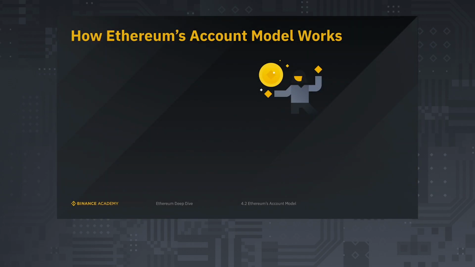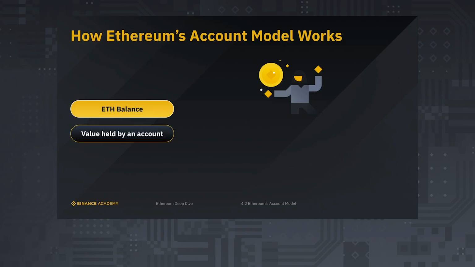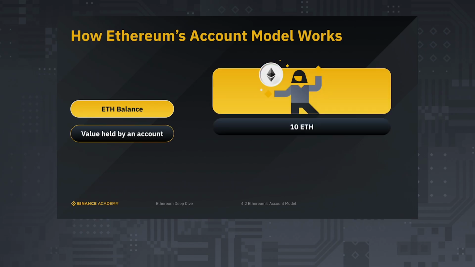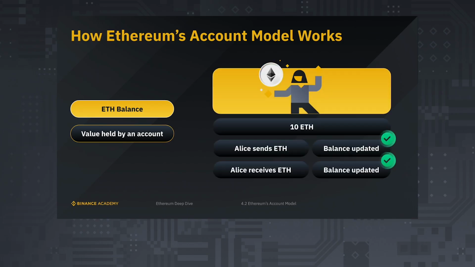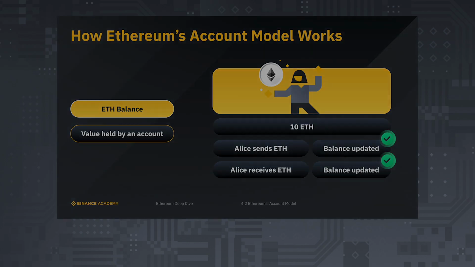The account model revolves around three essential components. First, the Ether balance represents the value held by an account. This is easy to understand. Let's say Alice's account has 10 Ether. This balance gets updated each time Alice sends or receives Ether.